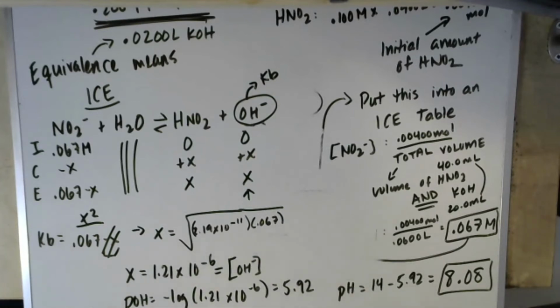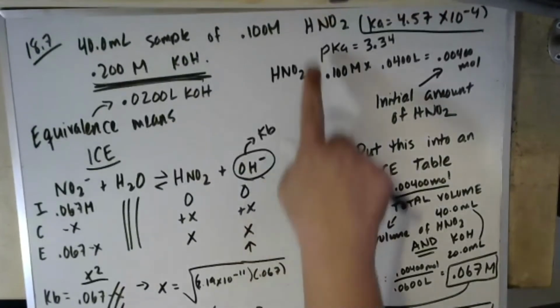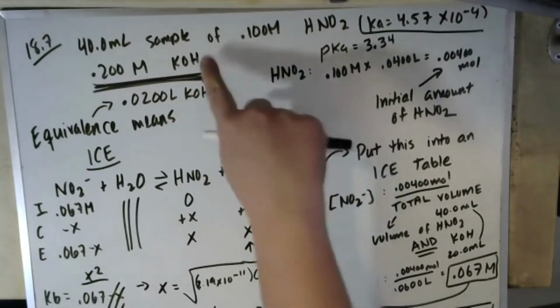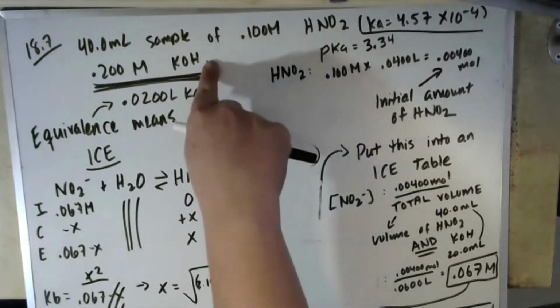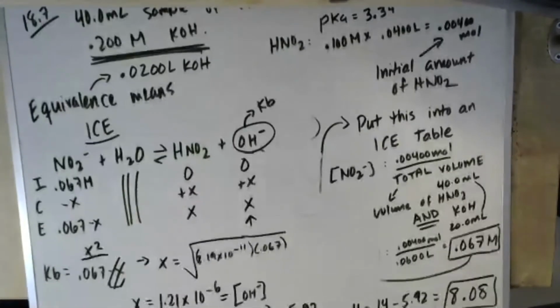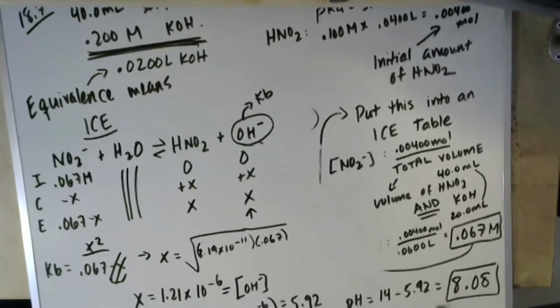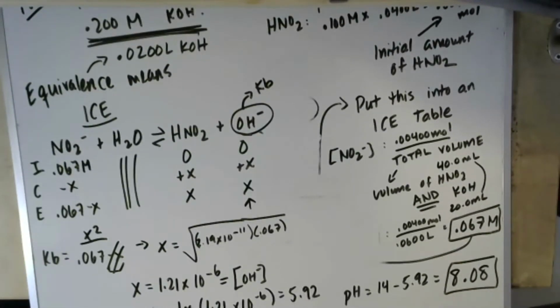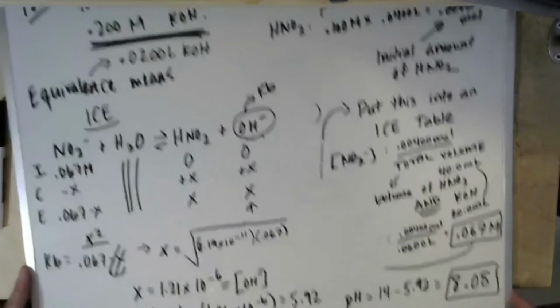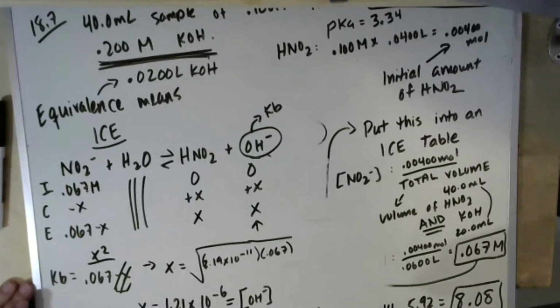You're going to notice that in a weak acid, strong base titration, the pH at the equivalence point is always a little bit basic. Okay. So we have one more point that we're going to look at in this titration, and that's going to be the pH after we're 10 milliliters past the equivalence point.